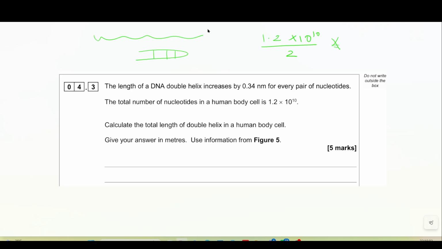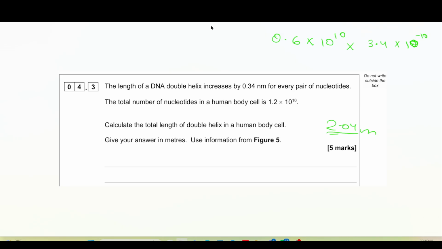So do I do 3.4 times 10 to the minus 10 divided by 0.6 times 10 to the power 10? No, you are not supposed to divide. You are supposed to multiply 0.6 times 10 to the power 10 by 3.4 times 10 to the power negative 10, which equals 2.04 meters. Yes, very good. That's the correct answer.